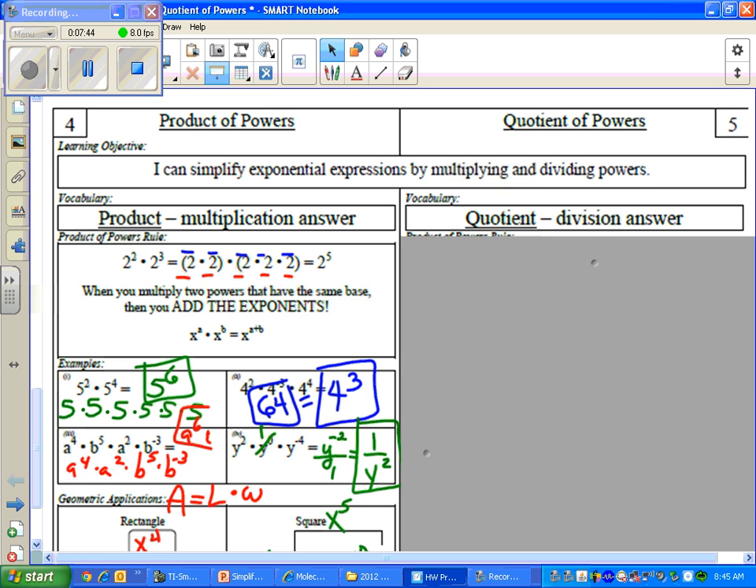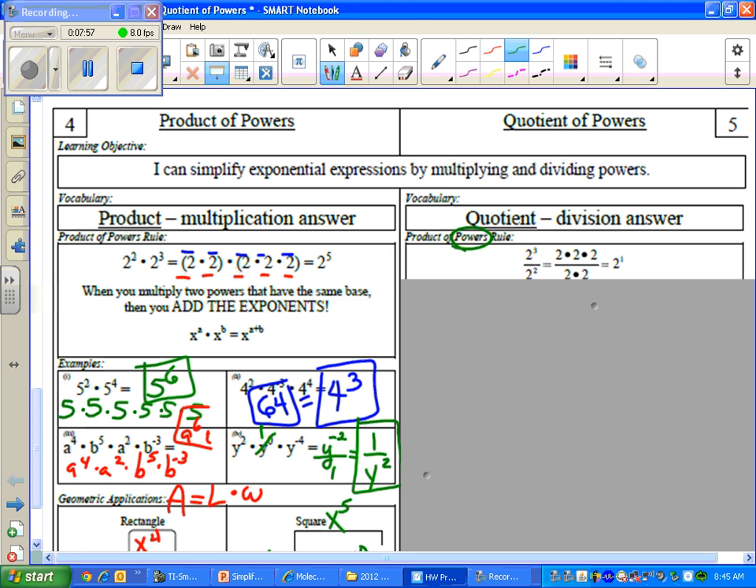What is a quotient? Well, most of you will remember that a quotient is just the answer to a division problem. So, a division answer. Let's talk about the power of quotients rule. Oops, Mr. Goldberg messed up. That word right there should be quotients. Make that change.